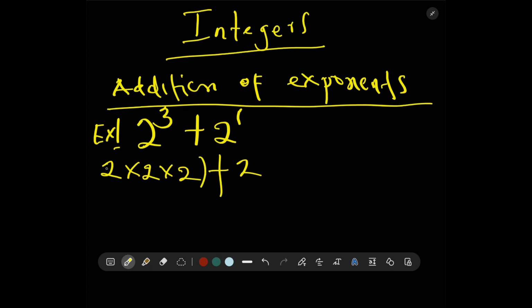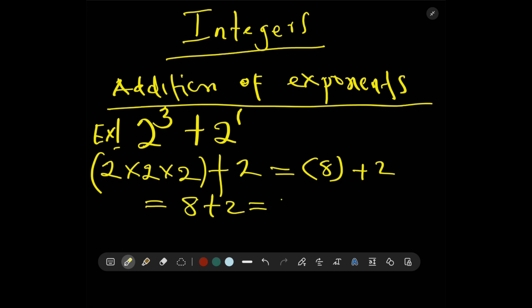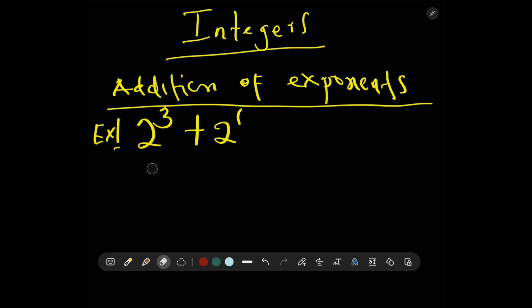Put a bracket, that way you know it's separate. So 2 times 2 times 2 is going to give you 8. In the bracket, write your 8, plus 2. So now when you expand this, that will give you 8 plus 2, which is equal to 10. That is one way you add exponent. But before we go on, I want to give you some rules for exponents.